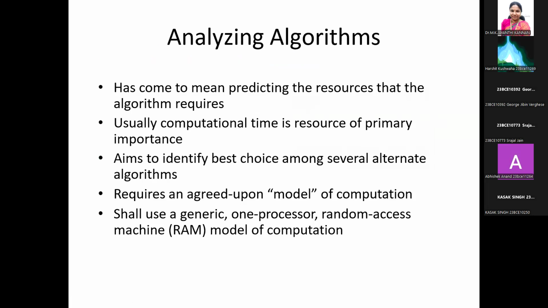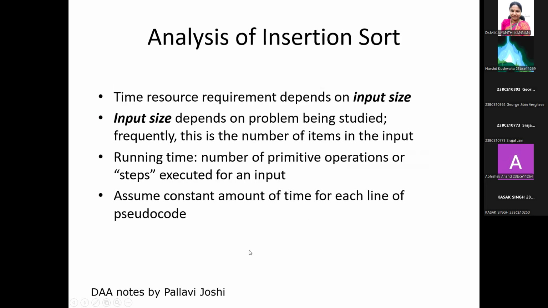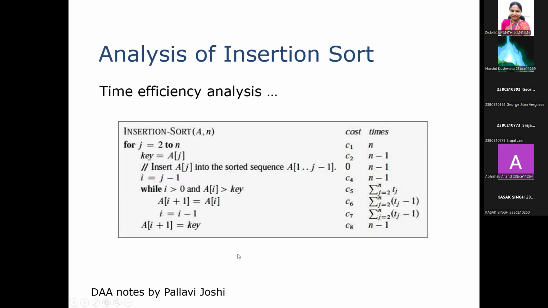Usually the insertion sort is traditional. It's using brute force approach, so its computation time is not very efficient. It aims to identify the best choice among the several alternative algorithms. It requires an agreed upon model of computation; we shall use a generic one-processor random access machine model of computation. So we were talking about the time complexity and space complexity.